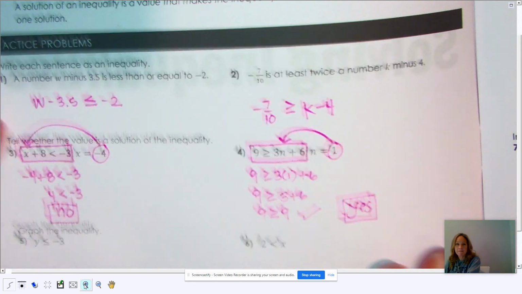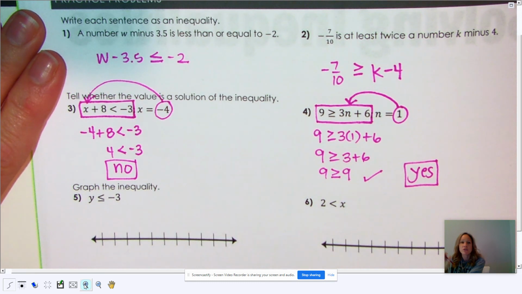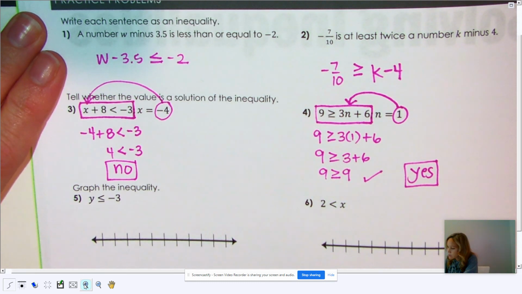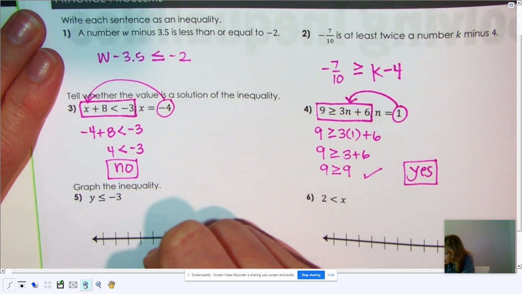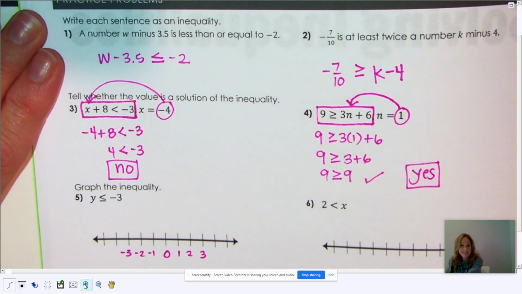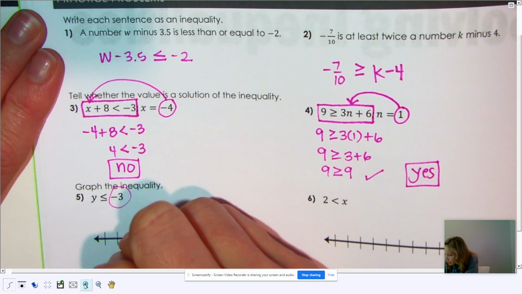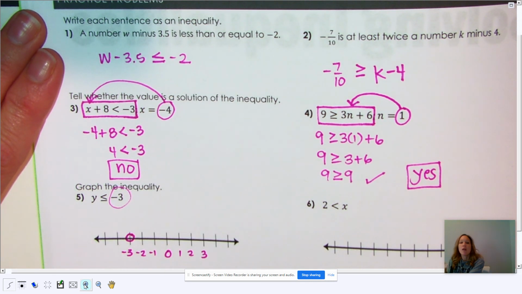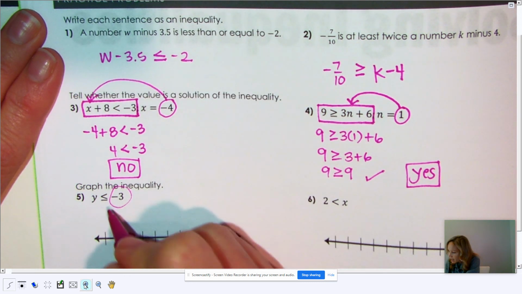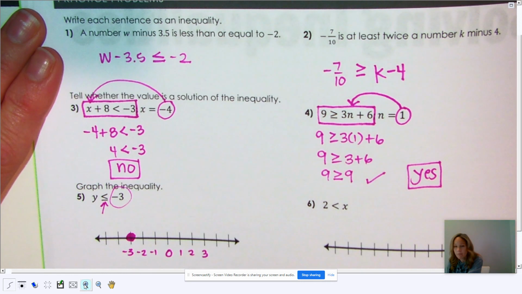Okay, question number 5, all we're doing is graphing. Your teacher might tell you slightly differently. What I have my students do is always start with 0 in the middle, and we're going to go -1, -2, -3. I just want to make sure that I'm on the correct side of 0. And then this is the point that we graph. So I'm going to start by putting a circle at -3, and then I check to see, is it equal to or not? If it can be equal to -3, I can color that circle in, okay?